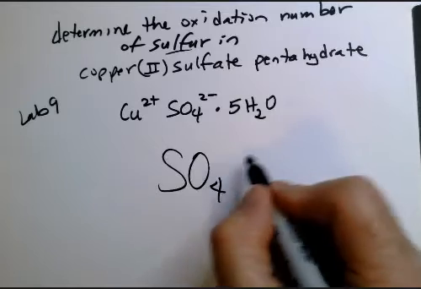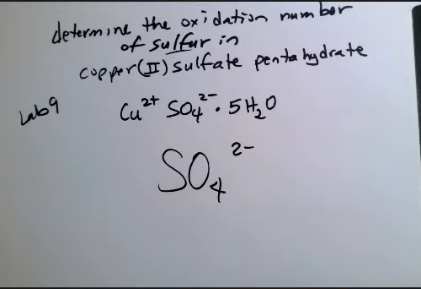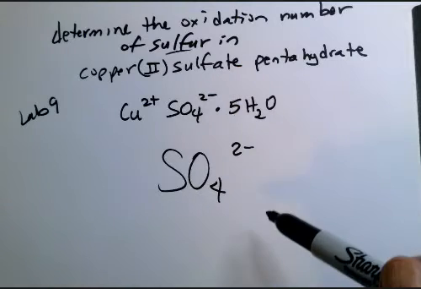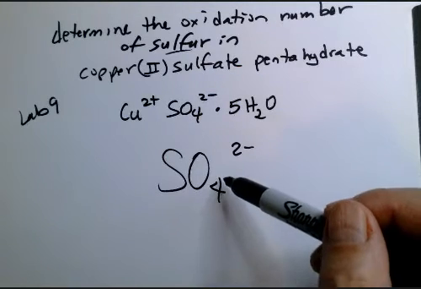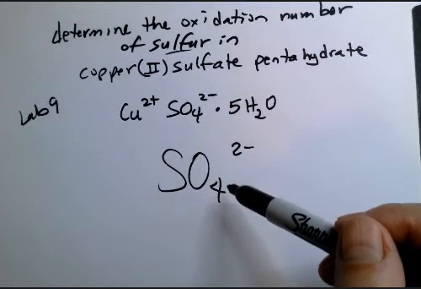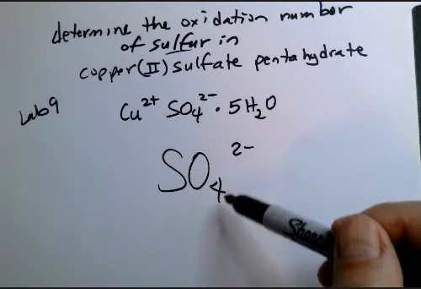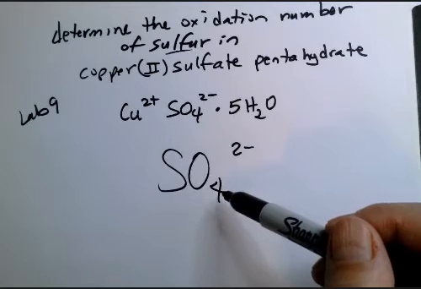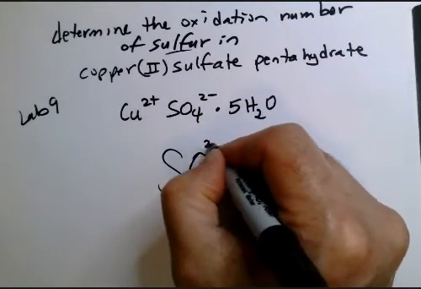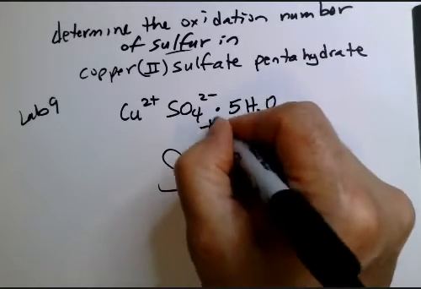Sulfate, SO4 2-. Well, I told my high school students, and it may mostly be true, that the oxidation number of oxygen is always -2, except in peroxides where it is -1. Peroxide is O2 2-. This is not peroxide, so we're going to assume that each oxygen is -2. 4 times -2 is -8.